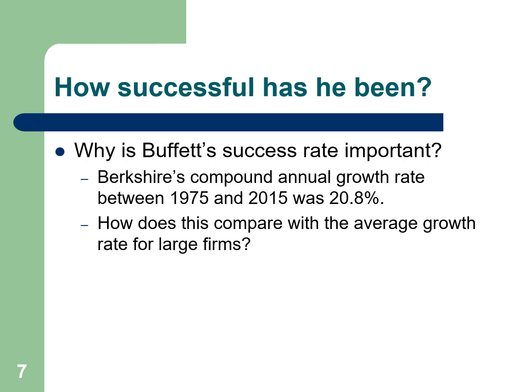This metric is a testament to Buffett's investment acumen, significantly outpacing the average growth rates achieved by large firms in the same period. For comparison, the average annual return for the S&P 500, often used as a benchmark for large firms, is historically around 10% before inflation. Buffett's ability to double this benchmark demonstrates an exceptional level of success in value creation.